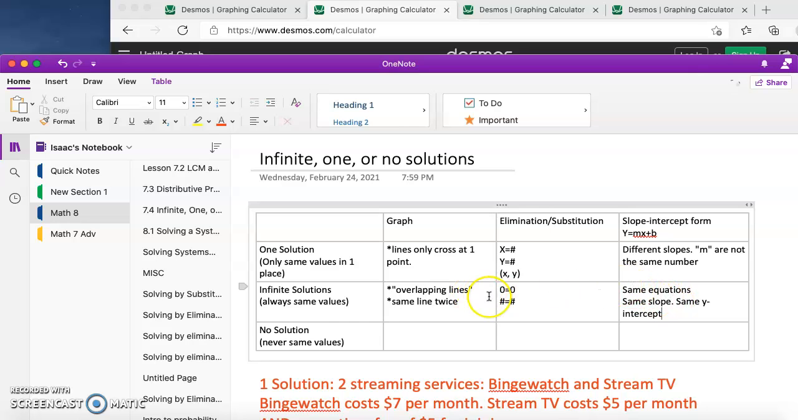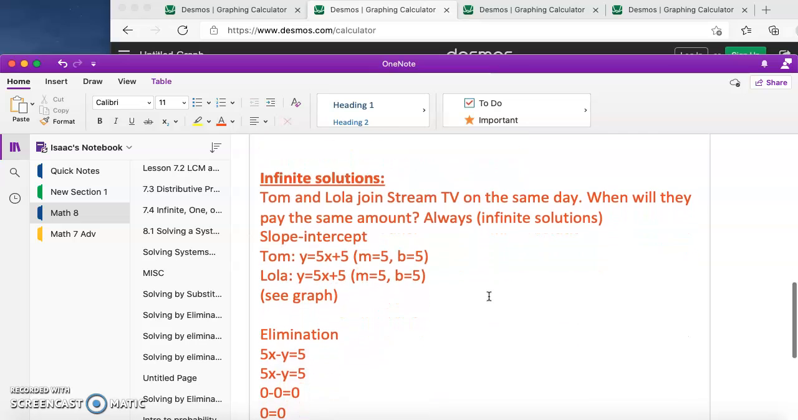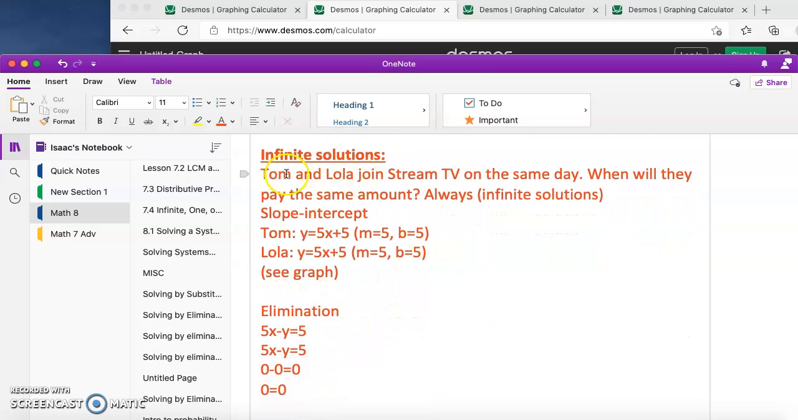So let's see a situation that has infinite solutions. So both Tom and Lola join Stream TV on the same day. When will they pay the same amount? The answer is always. They're always going to pay the same amount. They joined the same streaming service on the same day, paying the same fees. So Tom's equation is y equals 5x plus 5, and Lola's equation is y equals 5x plus 5. So if I'm trying to figure out by slope-intercept format, I can say, okay, same slope, same y-intercept, they're the same line, it's infinite solutions.